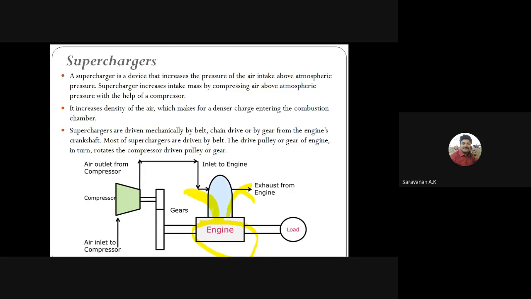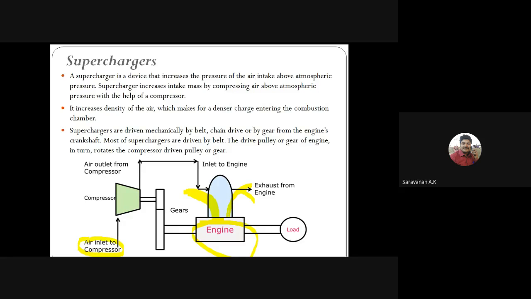So what will happen? It will contain a greater amount of oxygen. It is very easy to give a better combustion, right? If the combustion is better, automatically the engine performance will be good. So we have to supply a greater amount of air. How can we supply a greater amount? We have to get the air from the atmosphere.